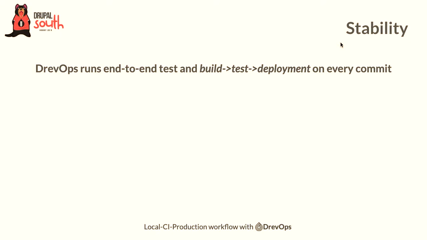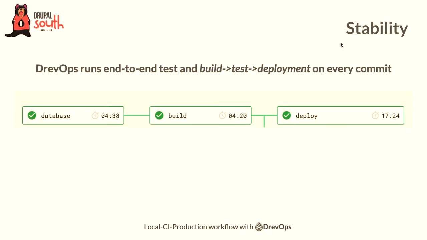Just coming back to this test, self-tested stability. DevOps itself runs end-to-end build, test, deployment on every commit. What you're looking at here right now is the three jobs in CircleCI provided out of the box. You download your database and potentially cache it, and then your build and test, which is a second job, which actually runs parallel containers. And then a deployment, which can deploy to one of your other places. This is how your consumer side would run, the site that uses DevOps.